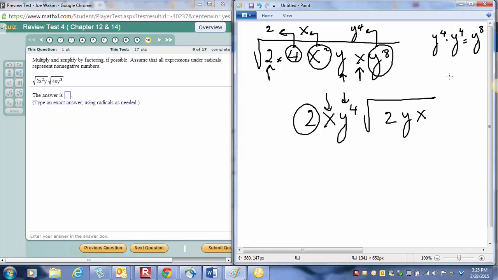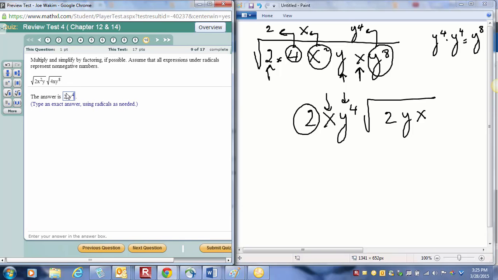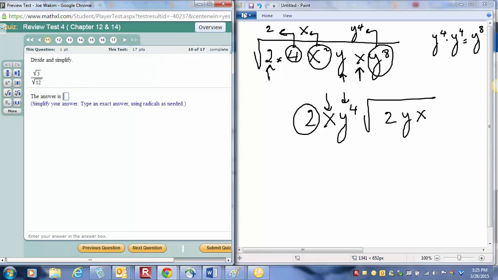We always add the exponent. So when you come back, the square root of y8 would be y4, and that's why I pull out y4 outside. And so that would be the answer: 2x y to the power 4. Now we have a square root here, and 2yx inside the radical. 2yx are not perfect squares and will stay inside the radical. Let's go to number 11.